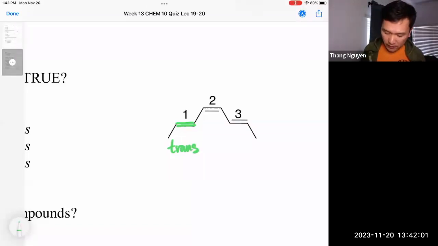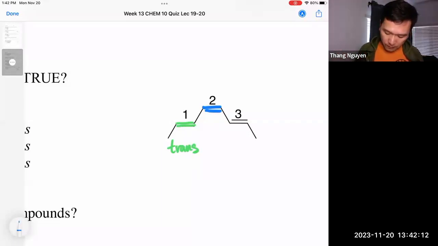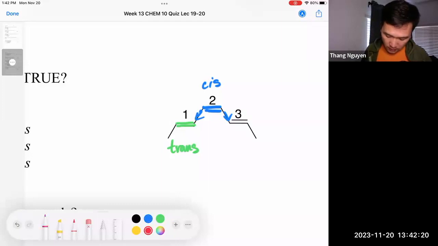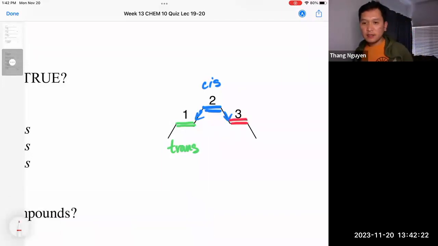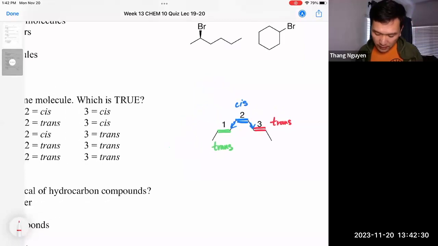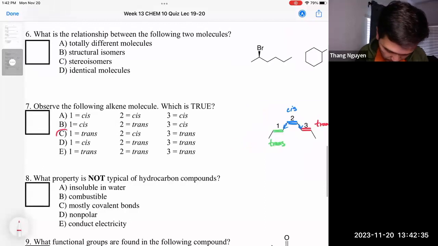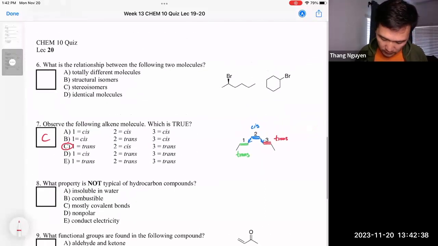And if they are the same, let's do a different color for clarity. This is a double bond. Are the carbons coming off of it in the same direction or opposite direction? This way and this way, right? So the same, so we call that cis. And lastly, this one, number 3, what do we call that? Trans. So the answer there would be trans, cis, trans. Answer there would be C.